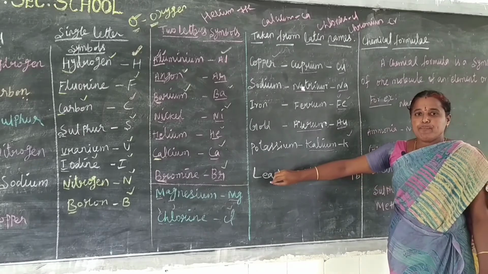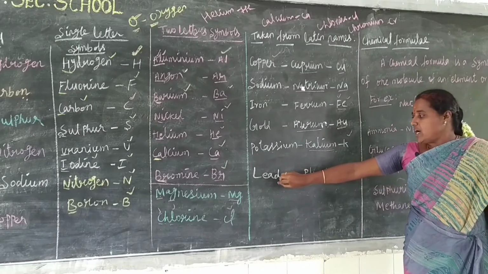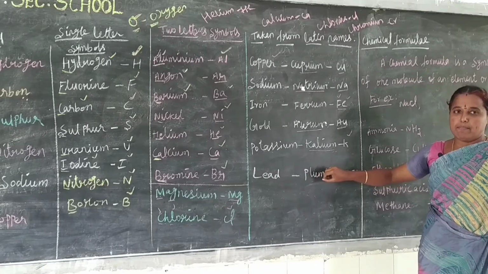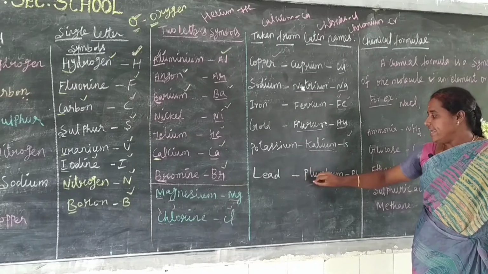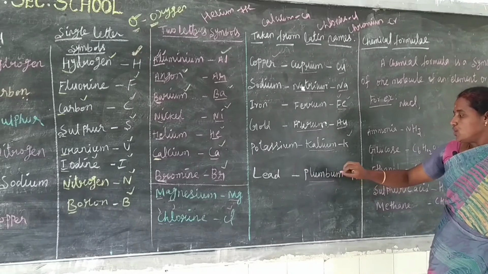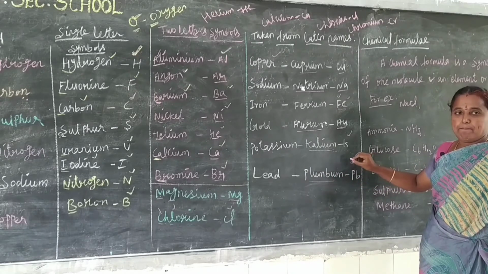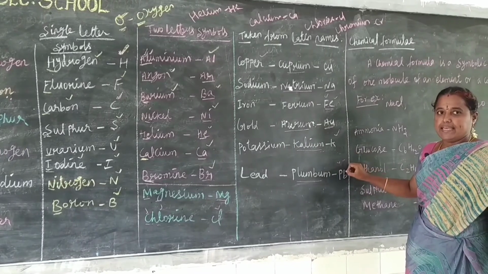Another one is lead. The Latin name for lead is plumbum. So the symbol for lead is Pb, capital P and small b.